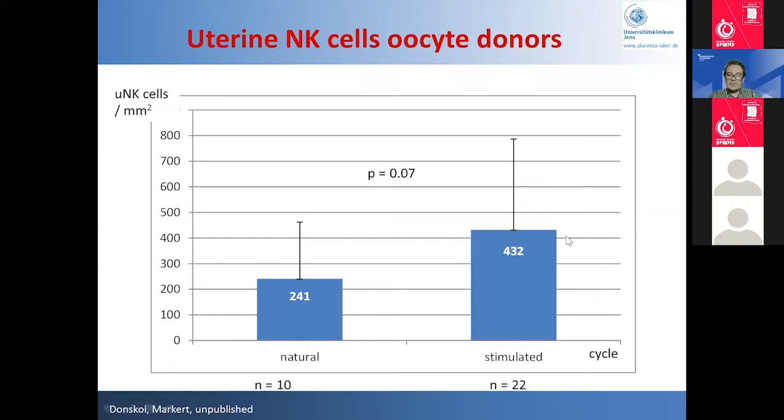This was a side analysis which we have done on a group of donors from Ukraine, and we saw a difference in NK cells, in endometrial NK cells, in a natural cycle and in a stimulated cycle. So it's not significantly different because the number of cases was small, but it indicates elevation of NK cells under stimulation for preparation of IVF.